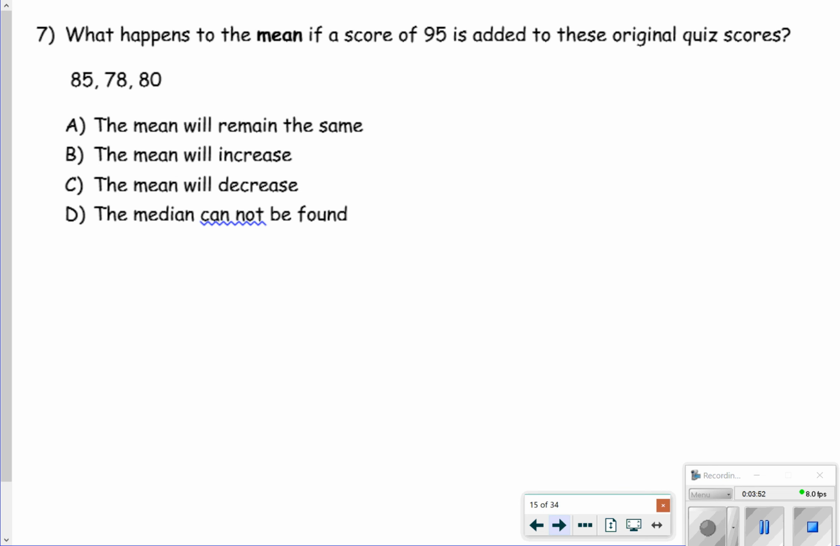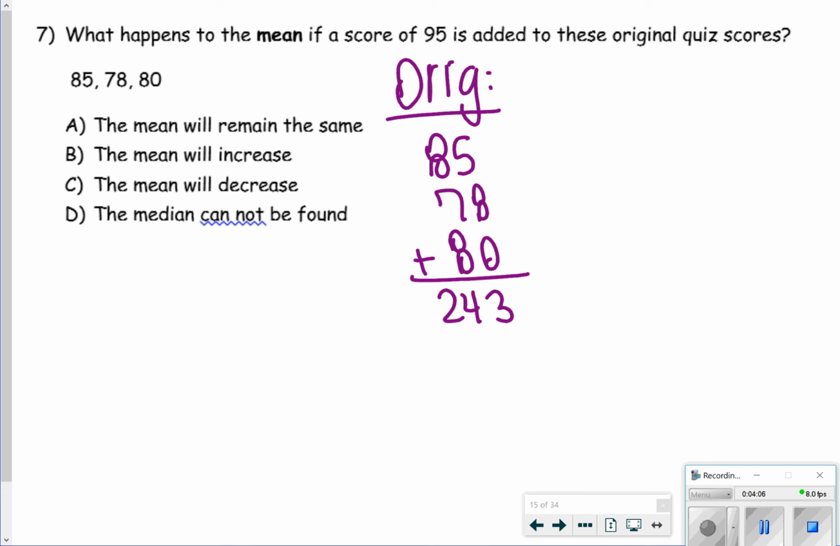Let's go ahead and flip the page and look at number 7. Number 7 says, what happens to the mean if a score of 95 is added to these original quiz scores? Well, originally we would want to find our original mean, so let's go ahead and do that first. First I added my original quiz scores of 85, 78, and 80 and got 243. And then I'm going to take 243 and divide that by 3, and I'm going to get 81.